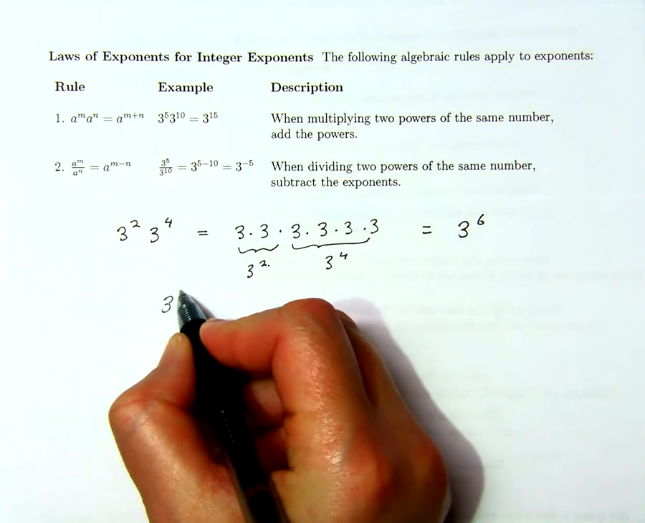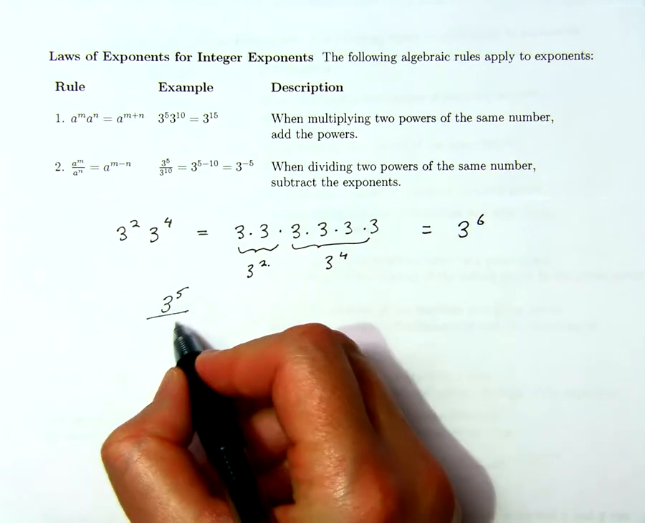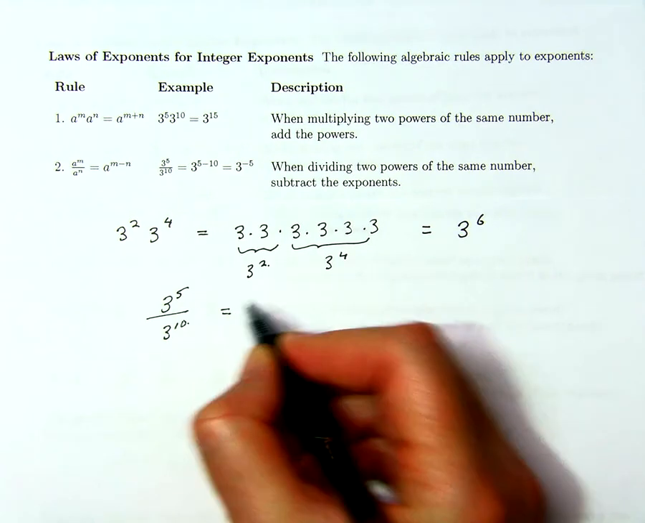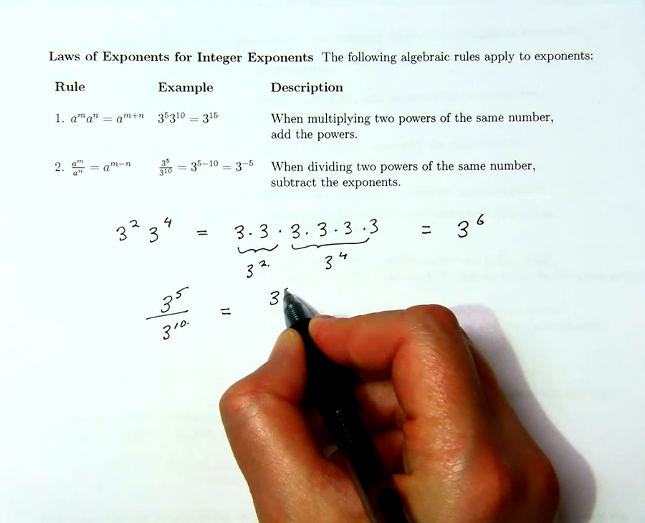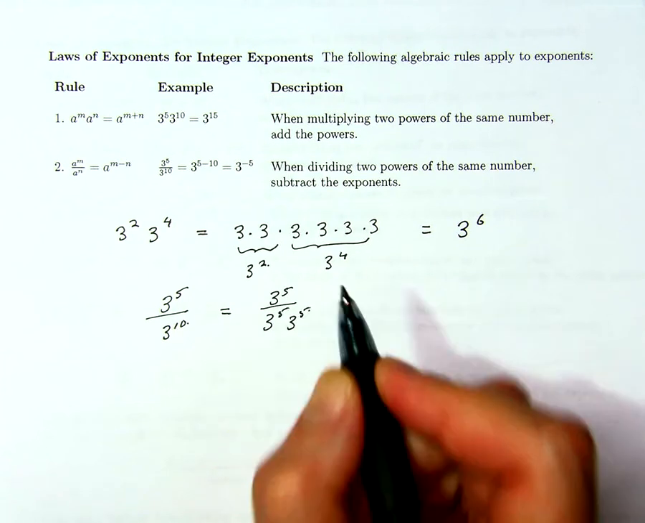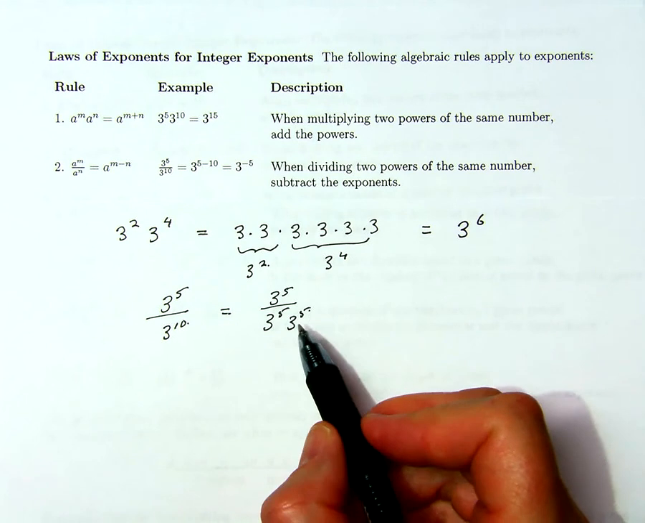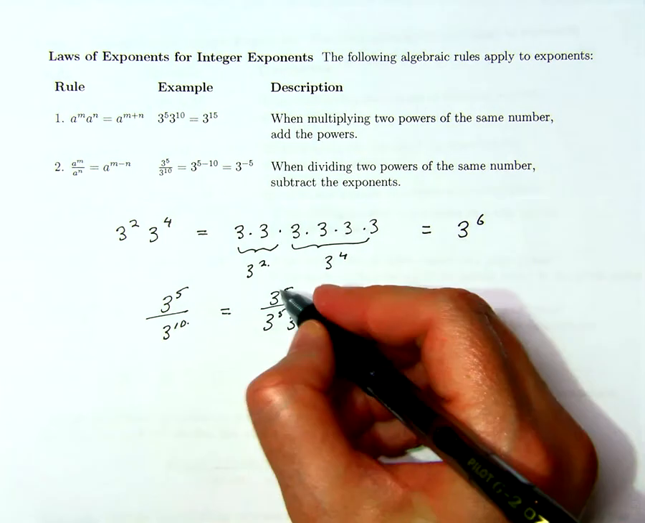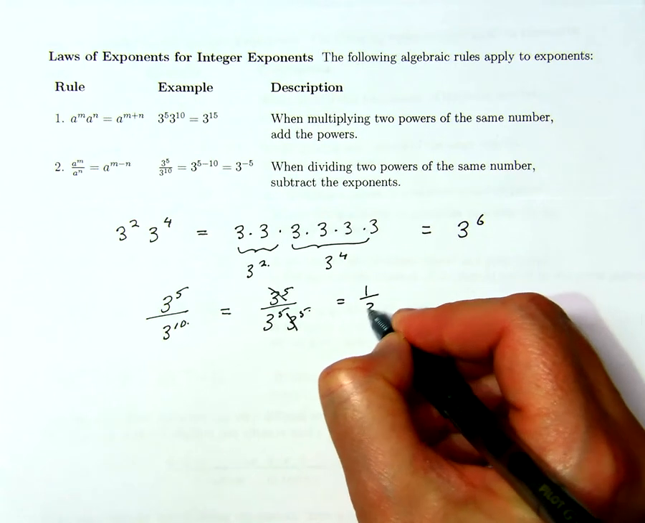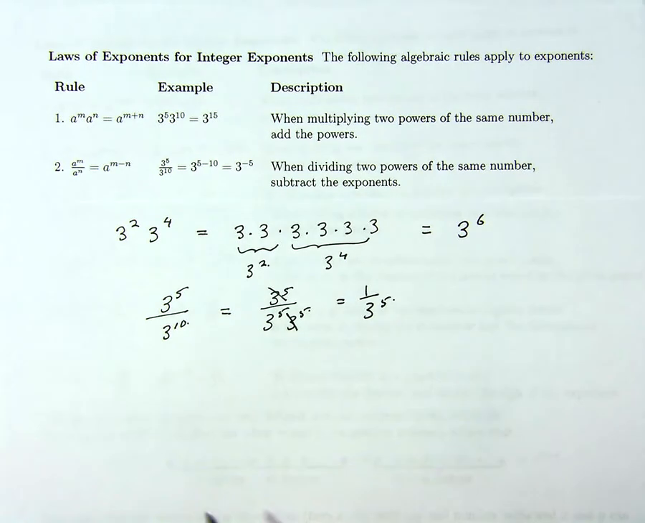So you may actually write that as 3 to the 5 over 3 to the 10, and you may already consider that as an application of the reverse of rule 1 and just cancel the 3 to the 5's here, and that's 1 over 3 to the 5.